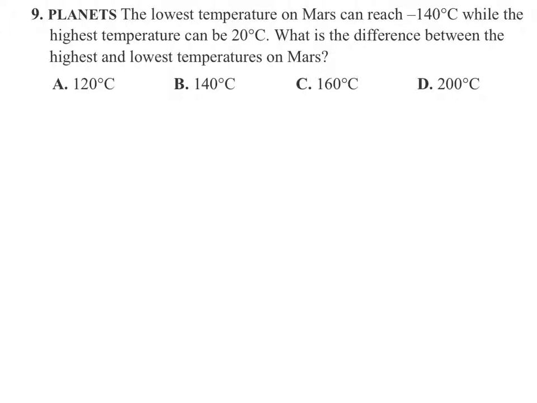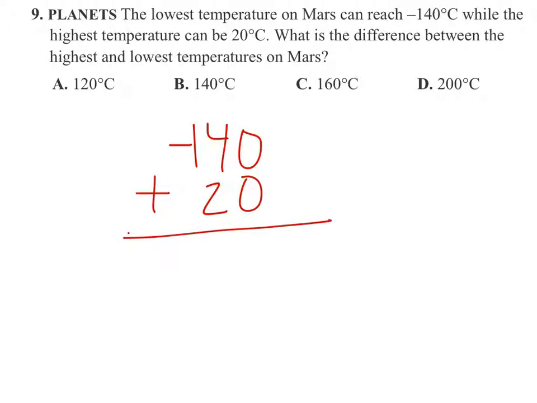So you would go negative 140 plus 20, and then it'd be, wait, yeah, so that's 6, but it's negative. I think I did that wrong.